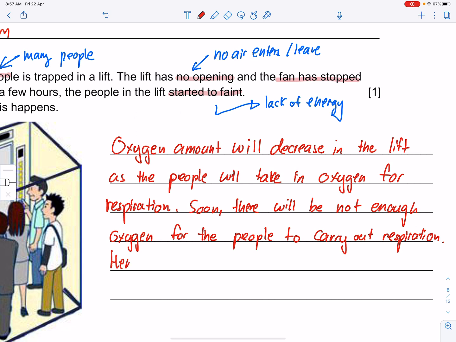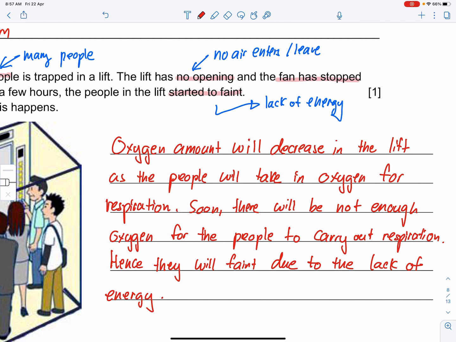Hence, they will faint due to the lack of energy. So this lack of energy is because they do not get enough oxygen to carry out respiration. Because respiration is the one that releases energy from your digested food.